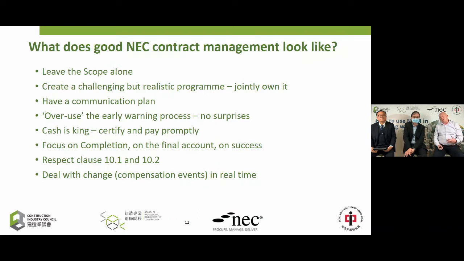And when it comes to compensation events, I find there's a real draw in NEC contracts to do with compensation events. Probably if you did a search of all the articles from all the learned people on the internet, you would probably find at least 90% to do with compensation events. We are infatuated with time and money via compensation events.